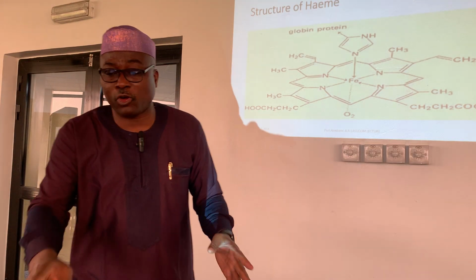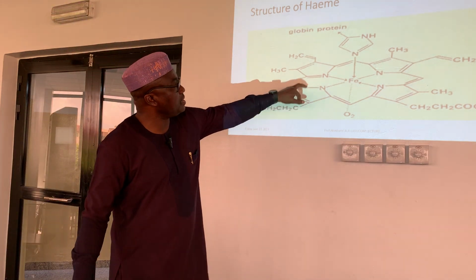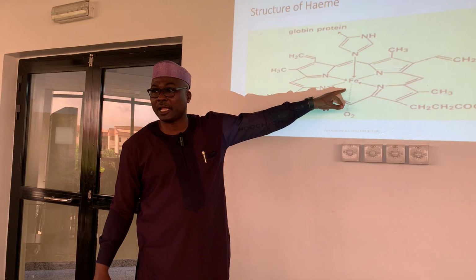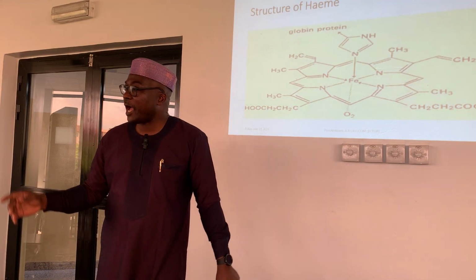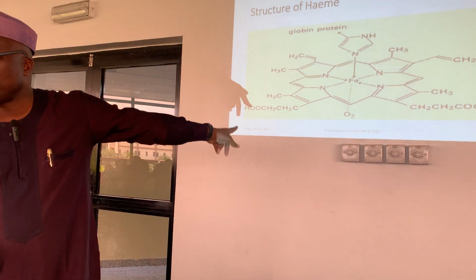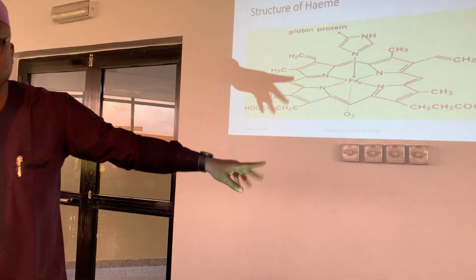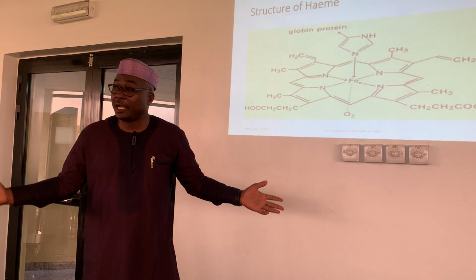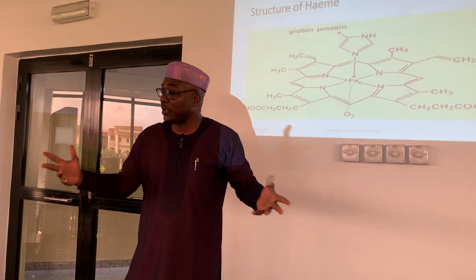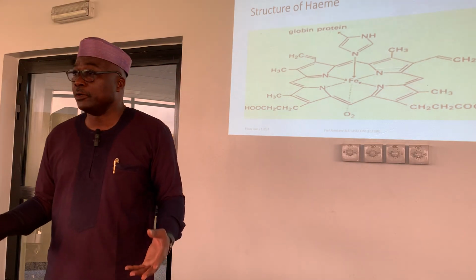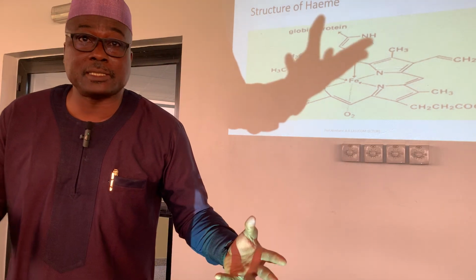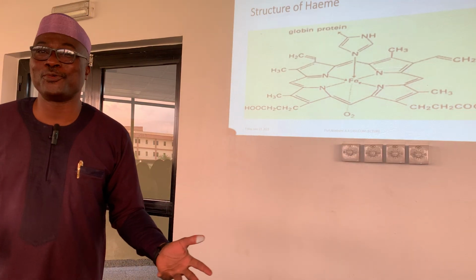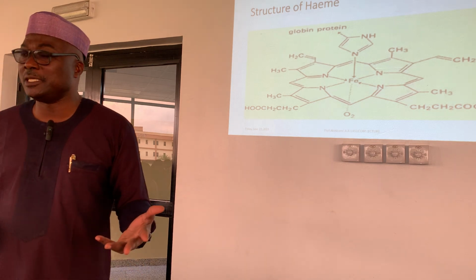Pyrrole ring, so that's 4 pyrrole rings. These are the pyrrole rings, and in the center it has iron. So if you are iron deficient, will you have adequate heme? Because you have the pyrrole rings, and there is no iron, so you can't bind oxygen, and that's why pregnant women take iron to aid production. If you take iron and you are not taking adequate protein, will you have an adequate polypeptide chain? No. I hope we are on the same page.